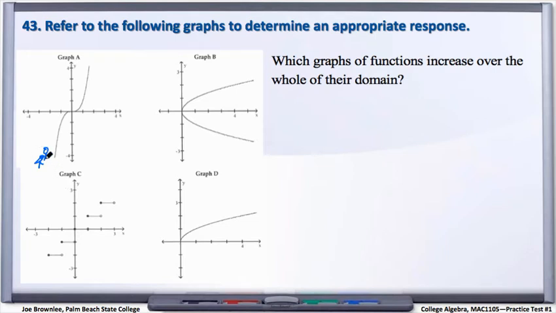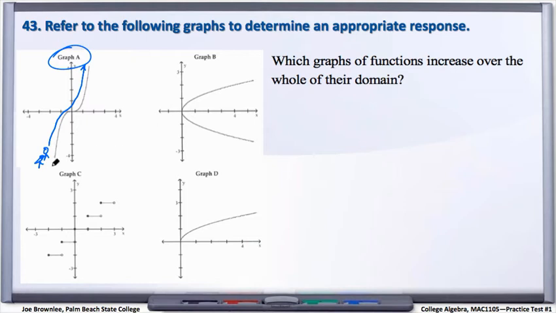So if we have our ant here, well, if we start at the bottom and he starts climbing, he'll start climbing and the entire climb is all uphill, right? And so this graph is increasing over the whole of its domain. So far we have graph A.